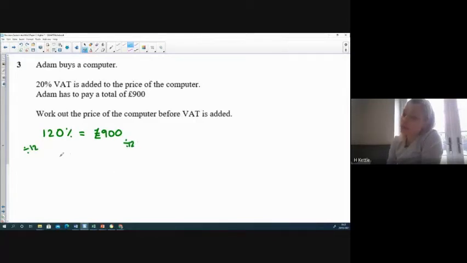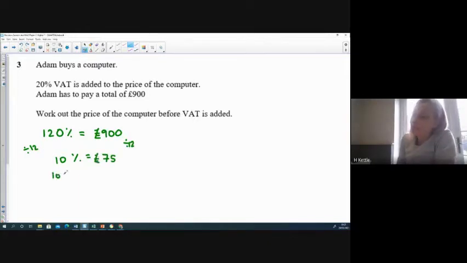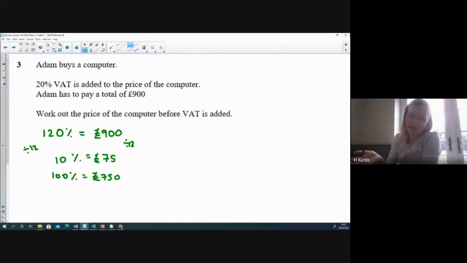Oh, divide by 12. So 10% is 75. Sorry, 10% is 75. And so 100% is 750. And that makes sense, because if we then did 20% of 750, it would be 150, add it on, we get 900. So we're happy that that works. So that's one way of doing it.